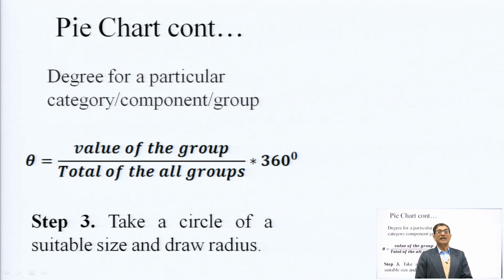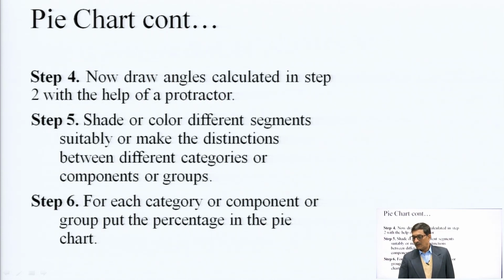Then we take a circle of suitable size and draw the radius. Now, draw the angles calculated in step 2 with the help of a protractor, and shade or color different segments suitably to make the distinction between different categories or components of group. For each category or component or group, put the percentage in the pie chart.